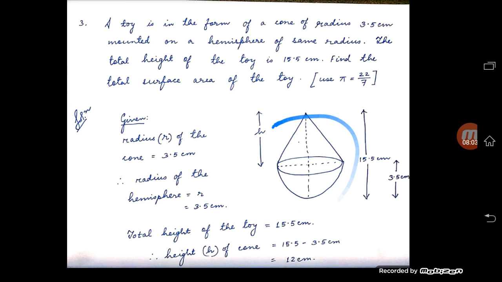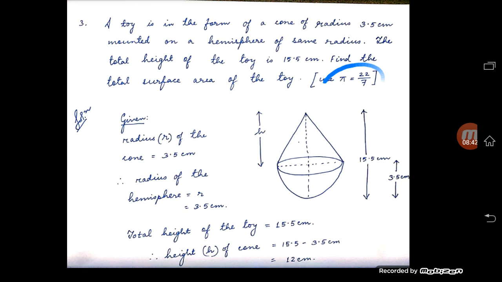Now what are we given? We are given the radius of the cone as 3.5 centimeter. That means this radius, which is common for the cone as well as the hemisphere, is given as 3.5 centimeter. Now the total height of this toy is 15.5 centimeter. That means from this part to this part, the total height is given as 15.5 centimeter. We have to find the total surface area of the toy. Also, we have to use pi as 22 by 7. So let us proceed to the solution.